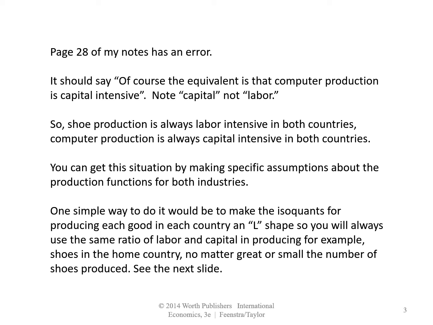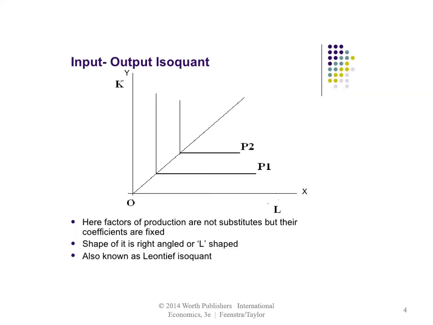One way to guarantee that you'll have that result is to assume that the isoquants have a kind of L shape, which forces production to always occur at the same ratio of the two resources. This is an example of what I mean by the right-angled isoquant. You can always force industries to always be capital intensive or labor intensive by using this sort of isoquant.